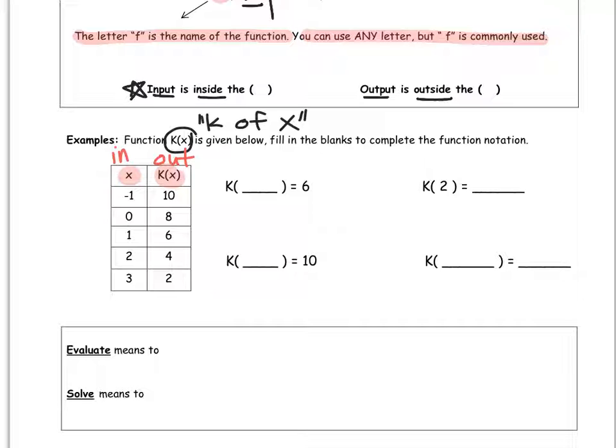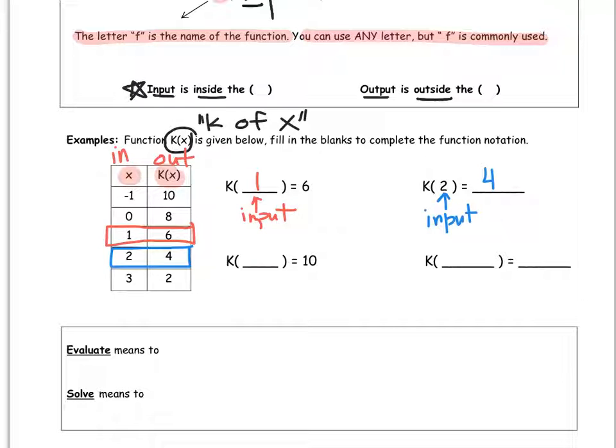So what this means is k of what input would make the output of 6. I look at my output column, I find the output of 6, and the input of 1 creates the output of 6. Alright, let's do the next one. It says k of 2. Now this time, 2 is an input. The output is missing. So I scan my table, I look for an input of 2, I find it right here. The output that goes with 2 is 4.